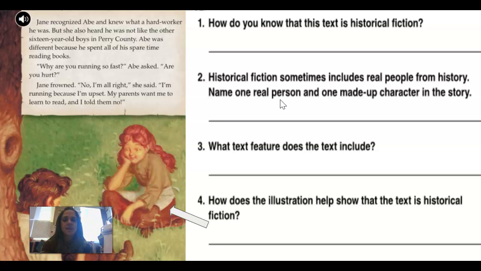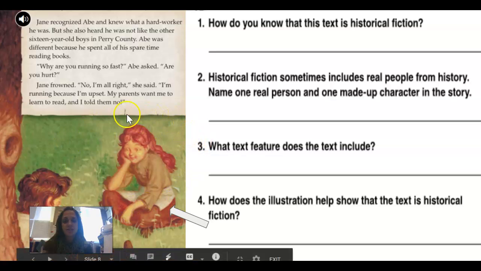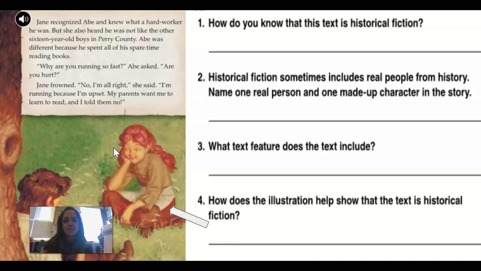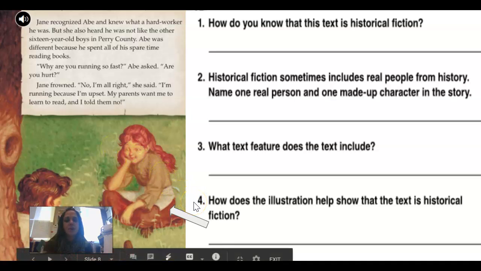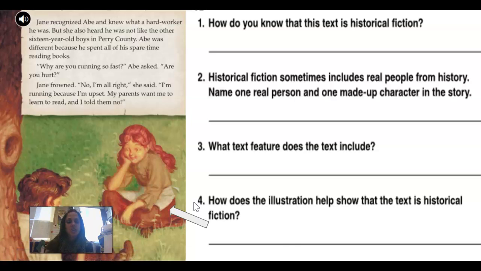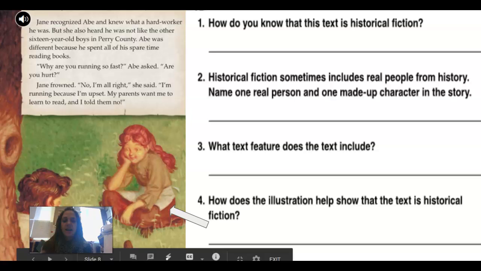Number 3, what text feature does the text include? I remember looking at my anchor chart, illustrations that show the story took place in the past. That's a text feature. Number 4, how does the illustration help show that the text is historical fiction? All right, let's go into our text today and see if we can find these answers.